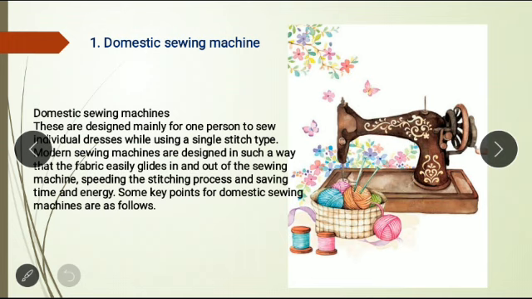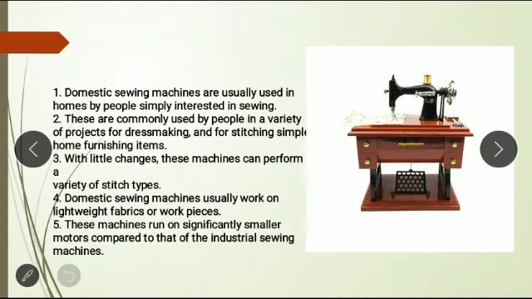We can have a domestic sewing machine. We love stitching, that's why we use domestic sewing machines, and usually in the tailor shops we can see a domestic sewing machine. It is a simple machine with very little technology. Now here are some points I have written about the domestic sewing machine. Domestic sewing machines are usually used in homes by people simply interested in sewing.